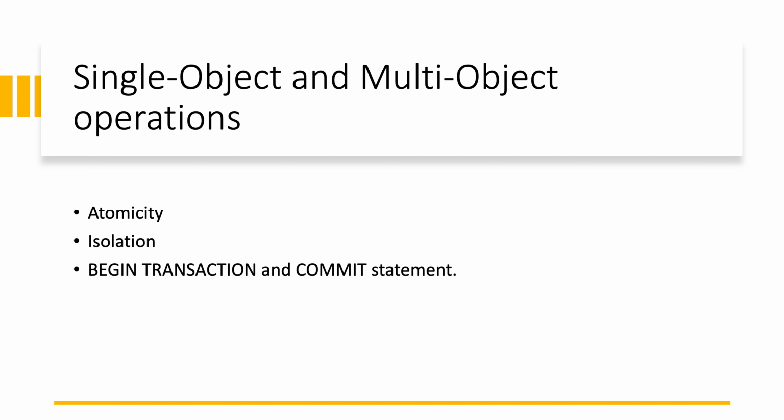So how do we identify that multiple read and write operations belong to the same transaction? In relational databases, everything between a begin transaction and a commit statement is considered to be part of the same transaction. But on the other hand, many non-relational databases do not have such a way of grouping operations together. Now let's see how atomicity and isolation are used in case of single object writes.